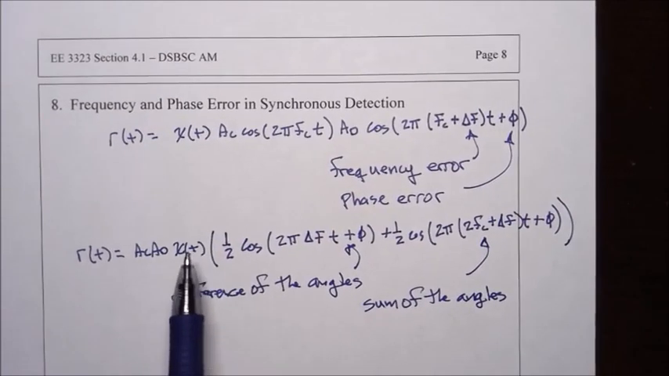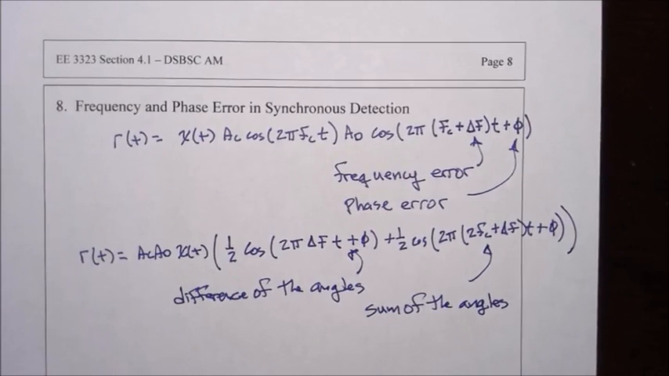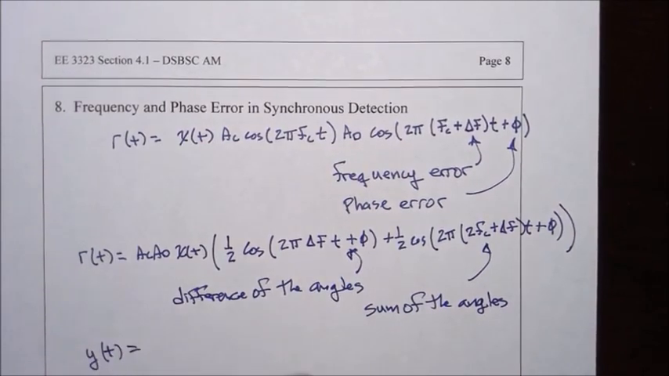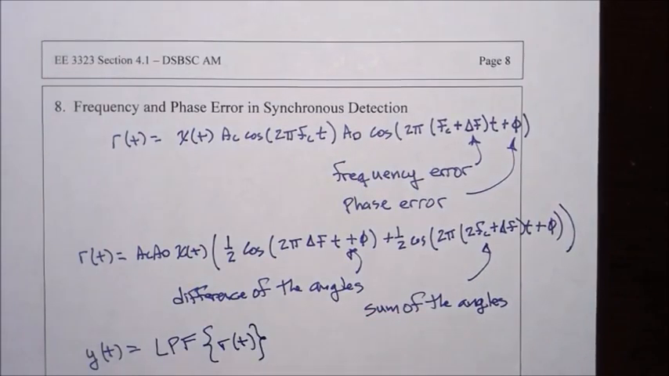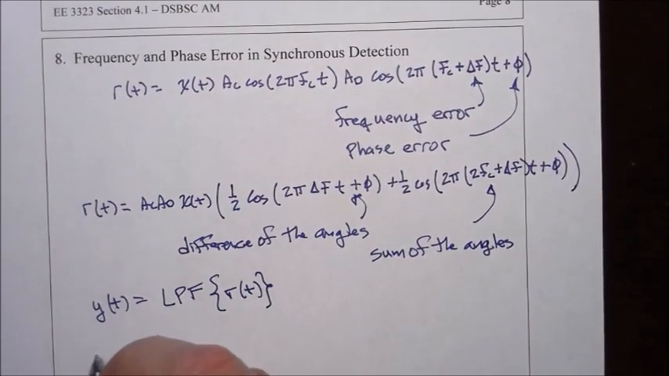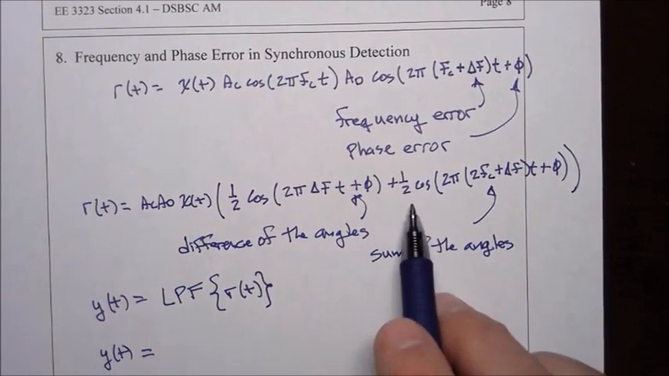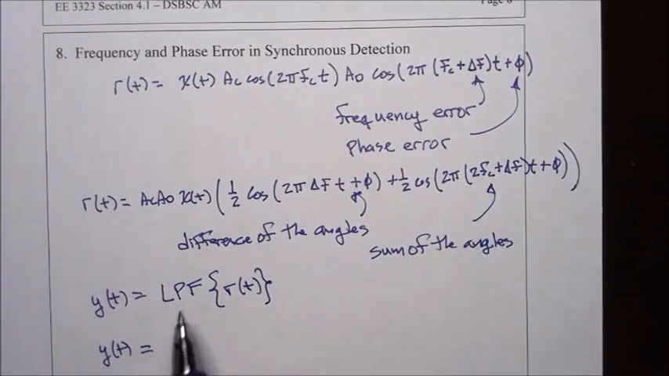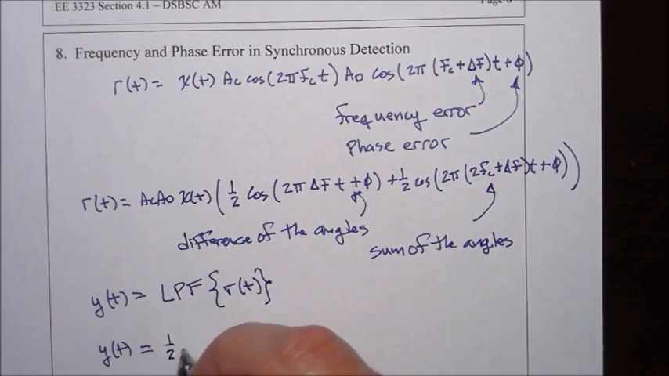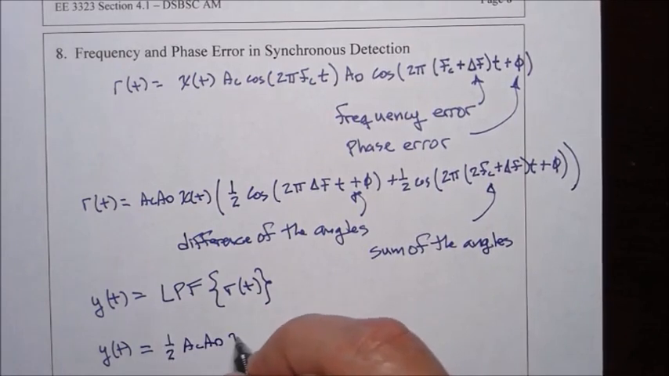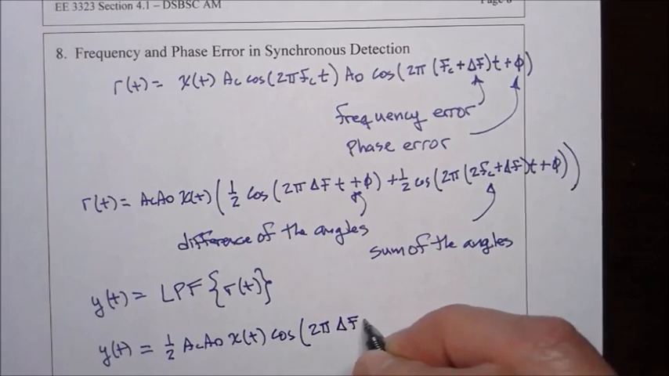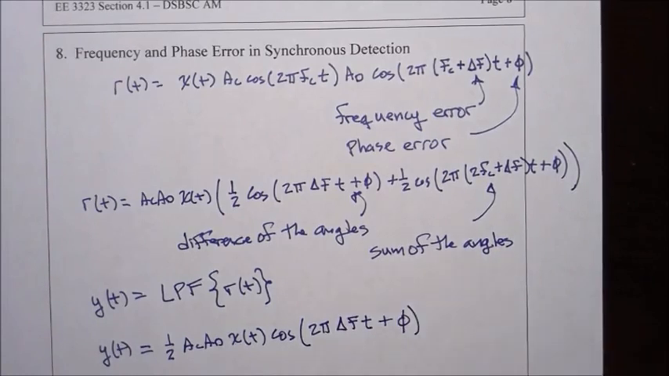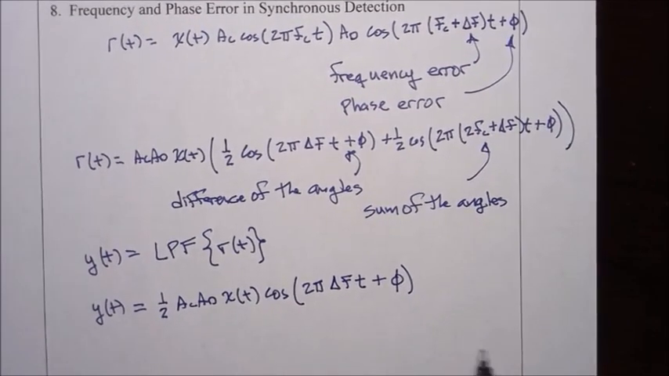Now this signal is passed through a low-pass filter, and we will get y of t equal to the low-pass filtered version of r of t. I don't want to write it all out, so I'll cut to the chase. The low-pass filter will block the high-frequency component, and let's presume that it will pass the low-frequency component. What we get is 1/2 AC AD times x of t times cosine of 2 pi delta f t plus phi. This is the output of the low-pass filter.